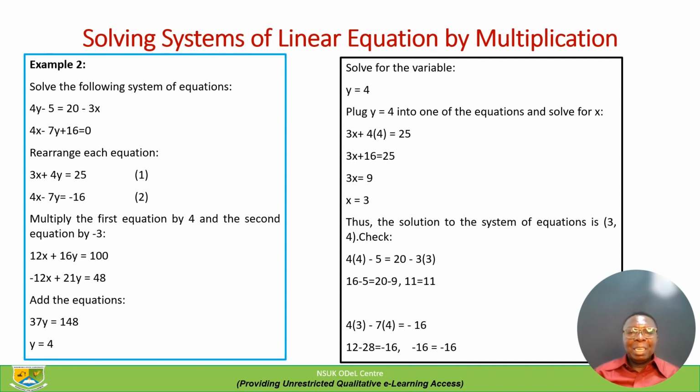So let's check. When you substitute, let's check for 3 and 4. When you substitute 4 into 4y minus 5 is equal to 20 minus 3 times 3, this will give you 4 times 4 will give us 16 minus 5 is equal to 20 minus 3 times 3, which is 9. So 16 minus 5 gives us 11 is equal to 11. The same thing if you substitute with 3. 4 times 3 minus 7 times 4 is equal to minus 16. So 4 times 3 will give us 12 minus 7 times 4 will give us 28. So 12 minus 28 is equal to minus 16. Therefore, we will say minus 16 is equal to minus 16.